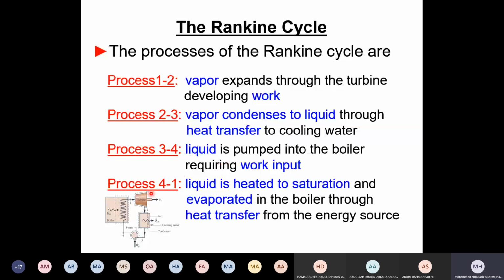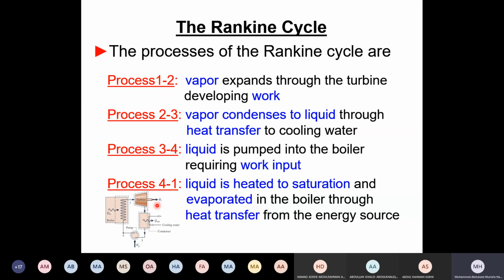We will have 4 processes, and as you see here, we have 4 processes. Process 1 to 2 is in the turbine here. So I just got the figure here so you can see that. From 1 to 2, there's an expansion in the turbine, and of course we get work. So this is one of the processes. The second process is from 2 to 3.